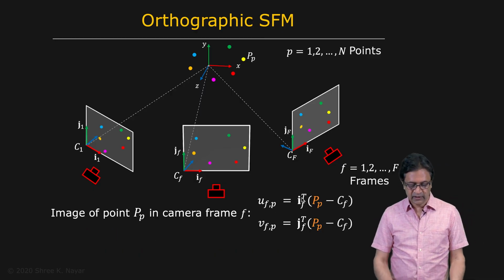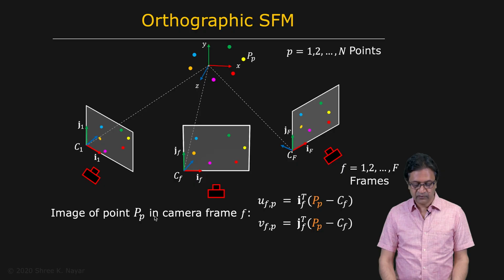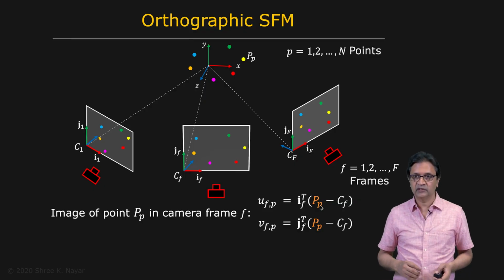So now we can write the expression for the image of a point. Let's take one point right here, P sub P, in camera frame F. We can write that as UFP, VFP. You have IF and JF, which denote the orientation of that camera frame, and you have CF that denotes the center of that camera, and you have the point P. So those are your expressions for a point seen in a specific frame.